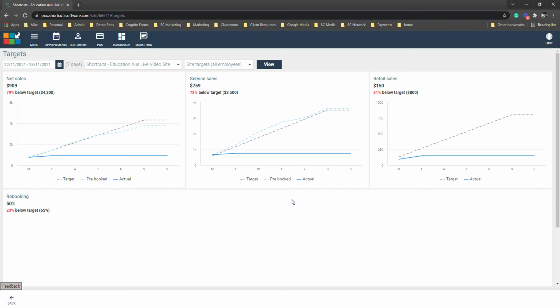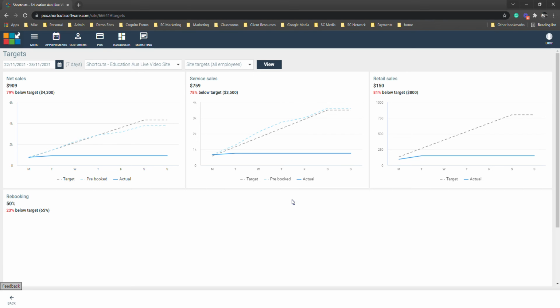So if everything goes as planned with what's booked in for this week, by the time we get to Saturday, we will be already above our target. So that gives us sort of an indication of how we're going to go in terms of upselling and what we need to do in the salon to make sure that we're hitting that target.